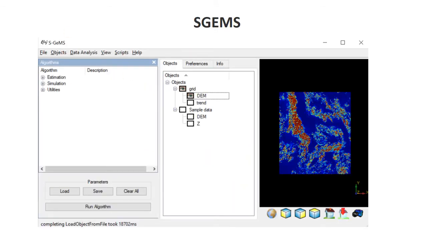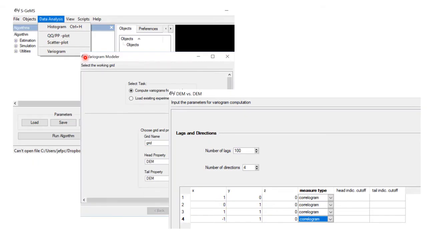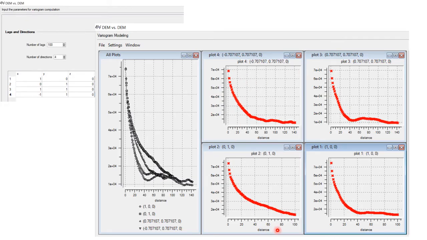Okay, so the calculations we'll do in SGEMS, and I refer to the YouTube tutorials on SGEMS on how to do that. In SGEMS, you can load your data, and then there's a data analysis tab. You can calculate a variogram, say what property to calculate the variogram of, and then there's a number of directions you will calculate the variogram, and that shows up as something that looks like this, where we have correlograms for different directions.